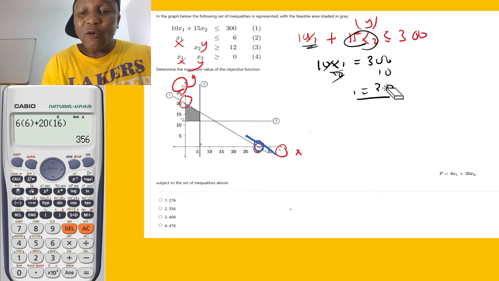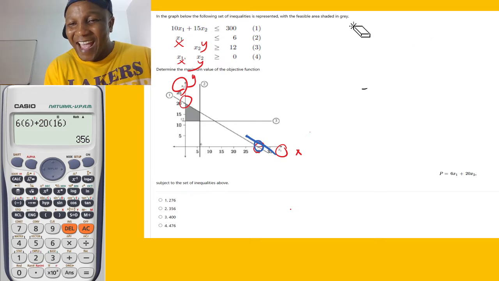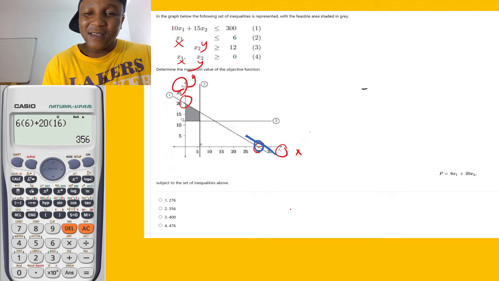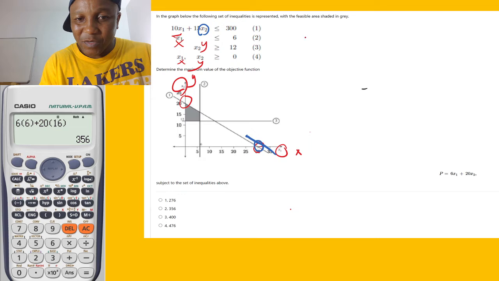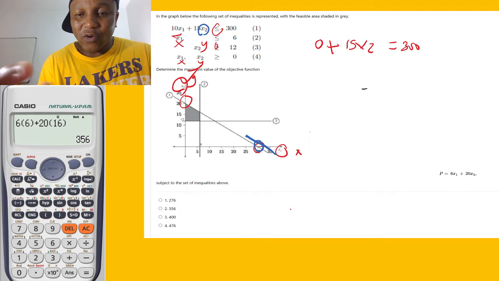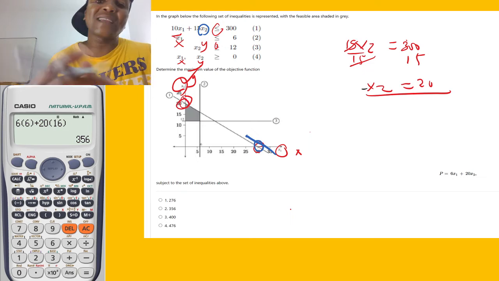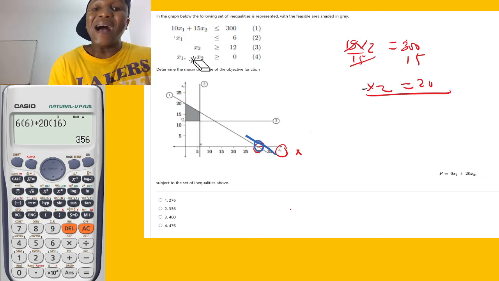Now, how do we find the y-intercept? For the y-intercept, x2 is y, so x1 equals 0. When x equals 0, it's going to be 0 plus 15x2, and x2, which is y, equals 300. This can be less or equal, so it's like equal. Anything plus 0 is that, so 15x2 divided by 15 on both sides, x2 equals 20. That's why this graph touches 20 and you join them. But that's not part of the question.